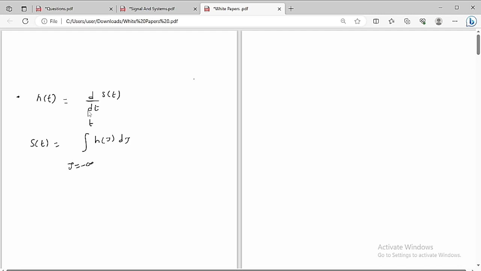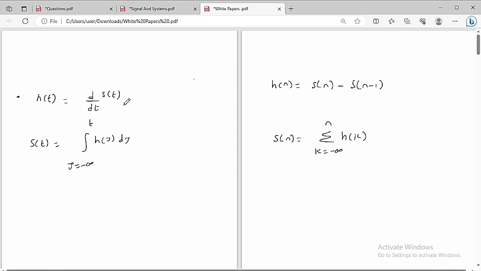Now let's go for the discrete time nature. So s of n is equal to the sum from k equal to minus infinity to n of h of k. Similarly, h of n is equal to s of n minus s of n minus 1. So if you know these things, you can easily get here. So this is the continuous time domain nature and this is the discrete time domain nature.